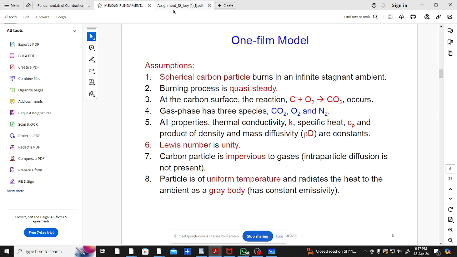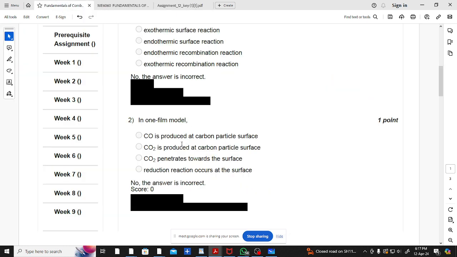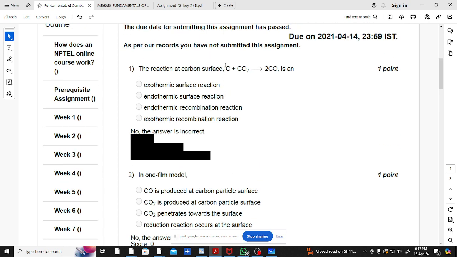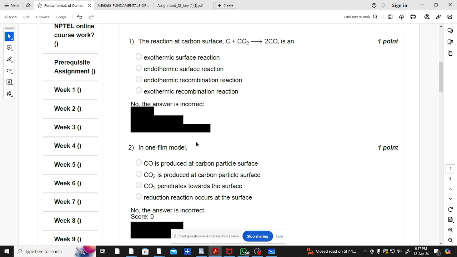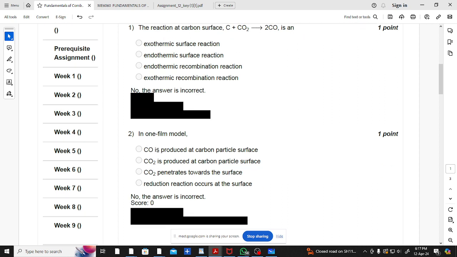So can you answer this question now? Sorry, by mistake I said that this reaction does not take place in one film model. This is the reaction. So in the second question, can you answer it now? In one film model, can you answer it? Someone of you? Any one of you?